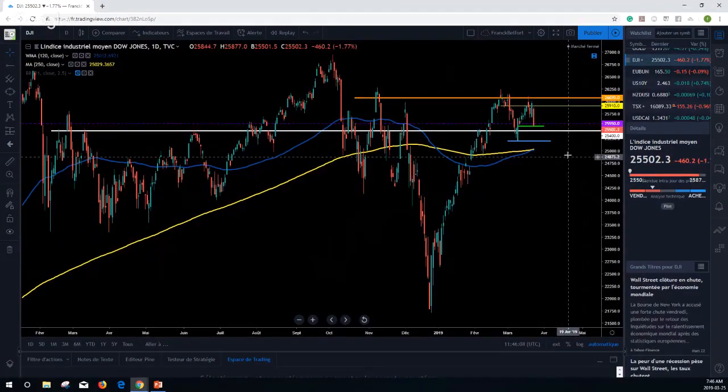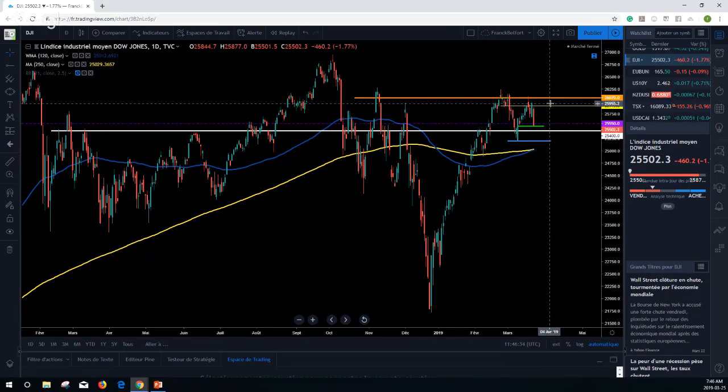like this zone, the 25,400 here. If we break it directly and close below that on the short-term time frame, like 4 hour, for example, then you can start to be bearish. But at that time, just wait. The market may recover until this zone and fall again. Then you can have a great confirmation, a great trigger that the Dow Jones is very much under pressure, right? So that's what I want to say.